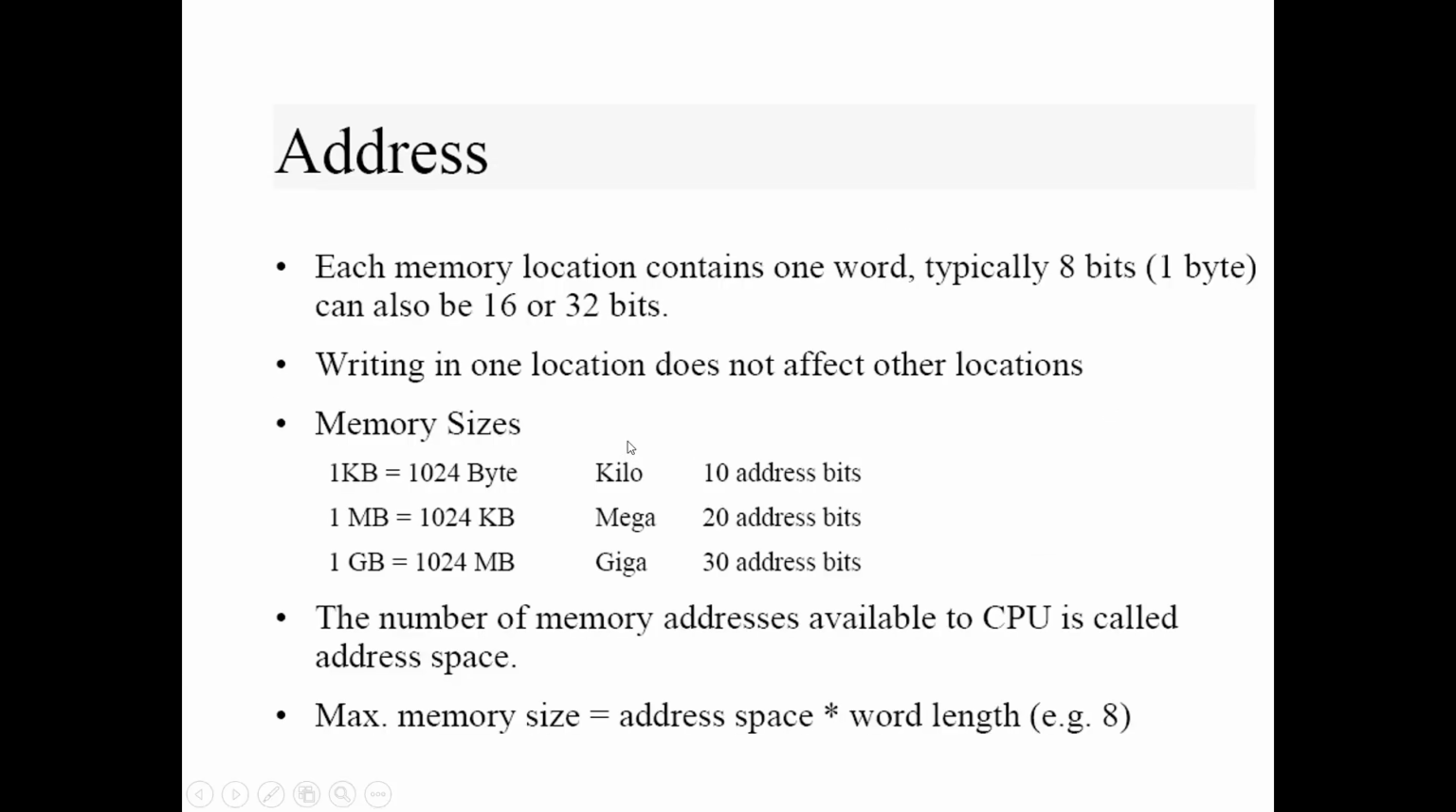Each memory location contains one word, typically 8 bits or 1 byte, but it can also be 16 or 32 bits. Writing in one location does not affect other locations. As for memory sizes, 1 KB is equal to 1024 bytes, which is kilo, and 10 address bits. 1 megabyte is equivalent to 1024 KB, mega, 20 address bits. 1 gigabyte, or 1024 megabytes, giga, and 30 address bits.